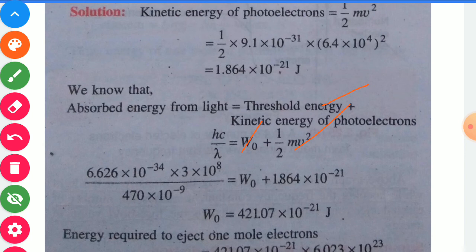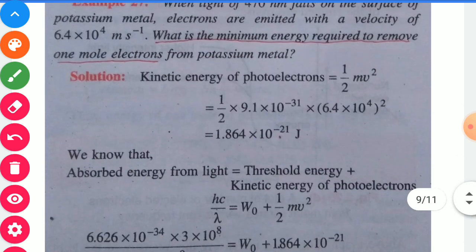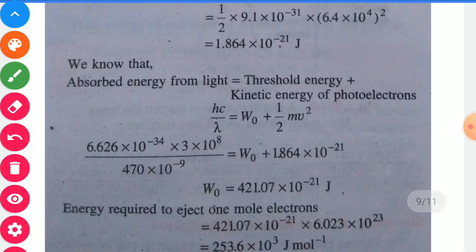On putting in values, the Planck constant is 6.63 × 10^-34, which we may write as 6.626 × 10^-34 joule second. c, the velocity of light, is 3 × 10^8 meter per second, upon the λ value given, 470 × 10^-9, because the value is given in nanometer. In the question, light of 470 nanometer is given, so it will be 470 × 10^-9 meter. Therefore this is equal to the work function.